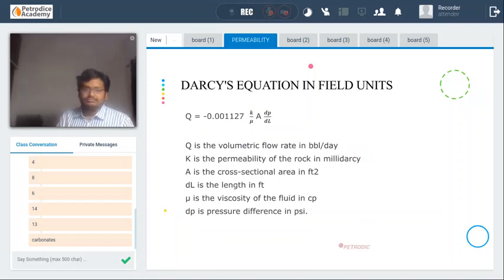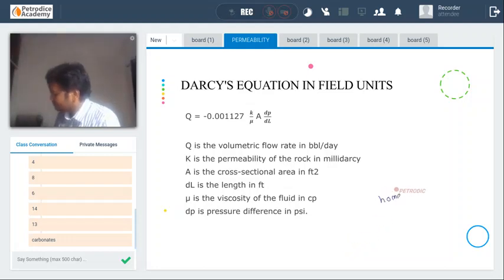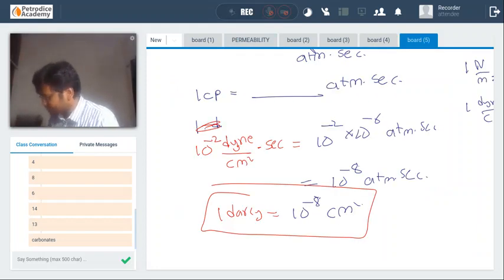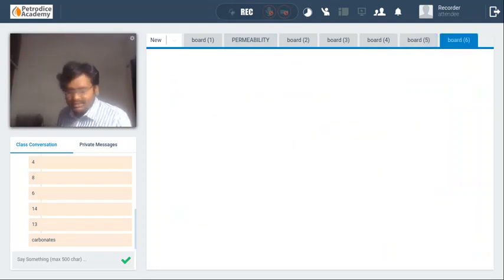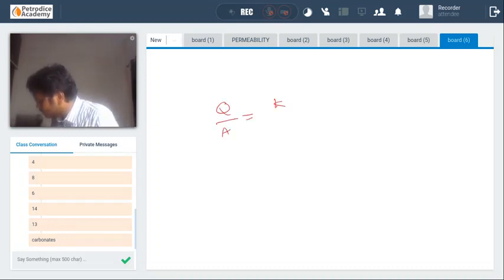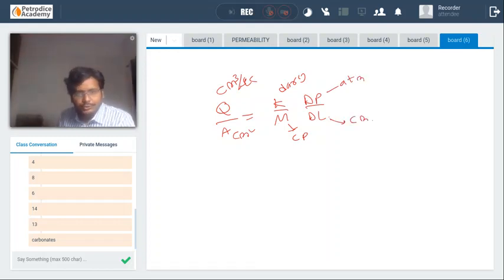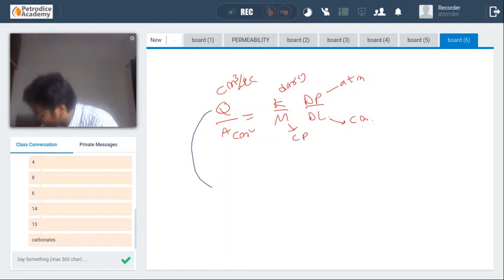Okay. The next one, write down the Darcy's equation in field units. Guys, this is your homework. See, what I want you to do is, we generally define it Q by A is equal to K by mu delta P by delta L, which is in CGS units. You know each. So we don't have to use the conversion factor here.